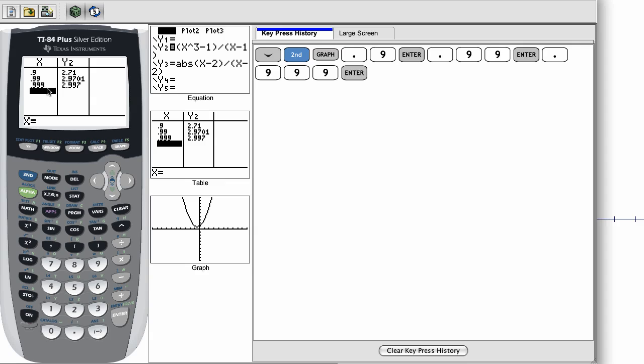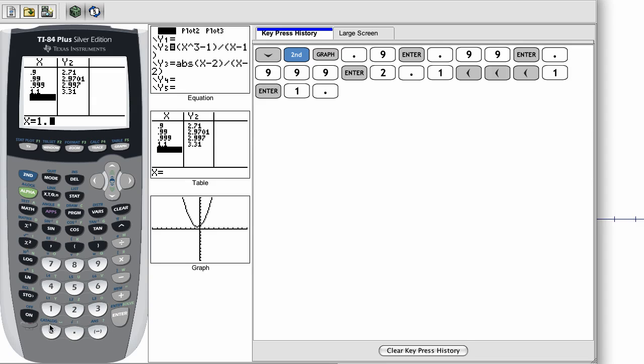Here we go. 0.9, 0.99, 0.999 is definitely getting closer to 1 from the left, and you can see that my y values are getting closer to 3 from below. If we jump to the other side, and we get close to 1 from the right-hand side, you can see something similar happening.